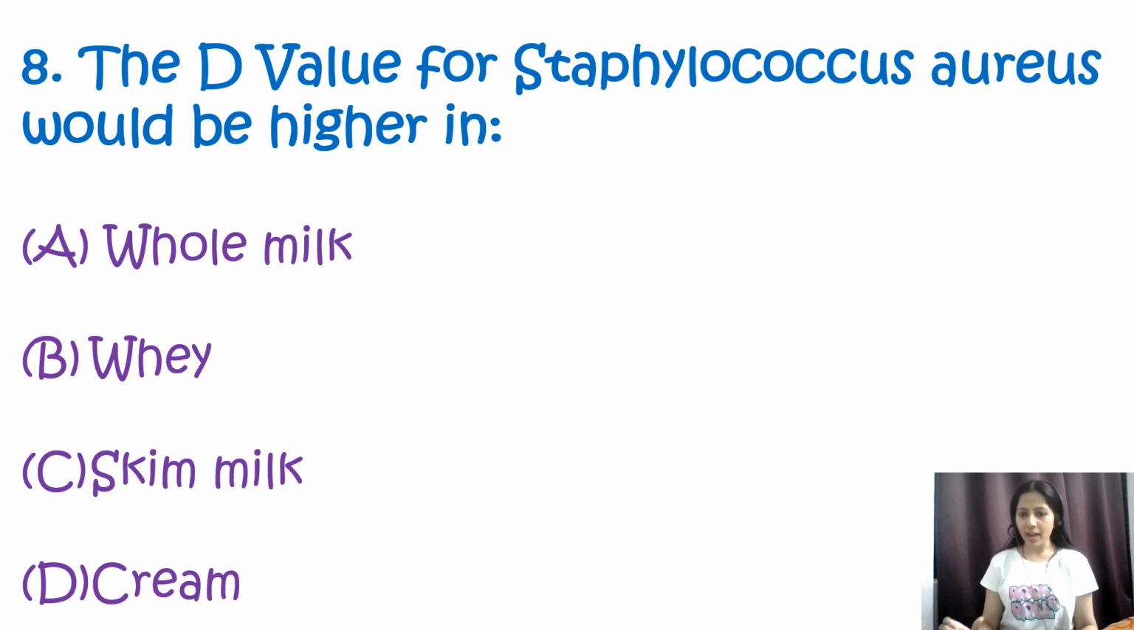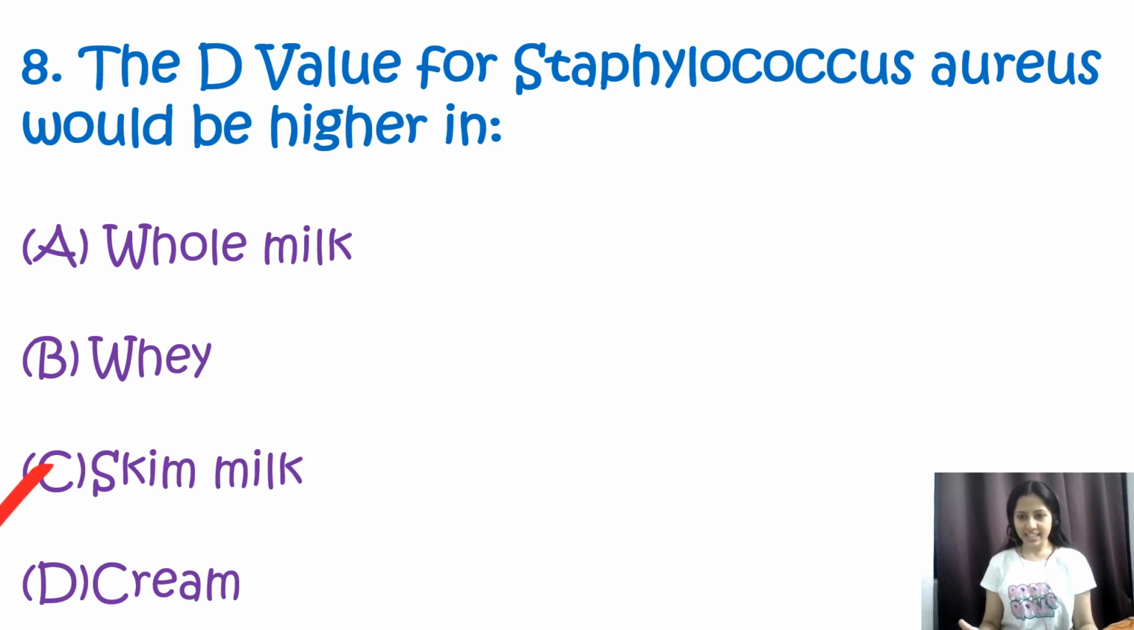And we know this fat acts as a protective barrier, meaning it insulates microorganisms from heat and makes them more resistant to thermal treatment. That's why over here my correct option will be D, that is cream.